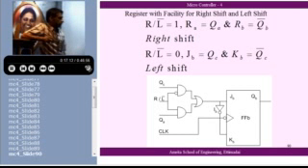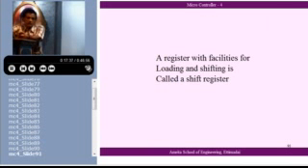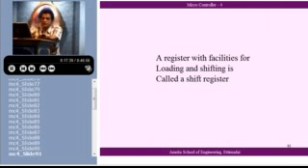To do left shifting, I have to enable this side. So this is my R L bar control signal. If I make it high, QA will be the signal going and activating J and K here. It will do right shift. In the other case, QC will be the signal, it will do left shift. Alright? So any register with all these facilities for shifting one way or the other way, loading, all these together is called a shift register.